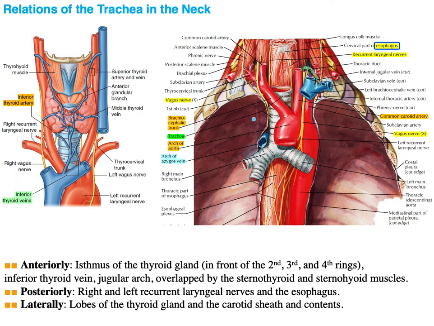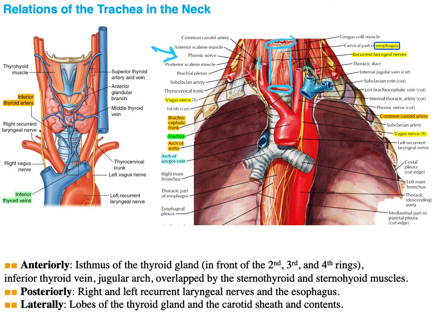Now, posteriorly, let us look at this figure. Again, this is the trachea in the neck. Posteriorly, you have the esophagus. You see here is the esophagus. But between the trachea and the esophagus, you have the right and left recurrent laryngeal nerves. Those recurrent nerves come from the right and left vagus nerve, right? Right vagus nerve and left vagus, both of them give these.